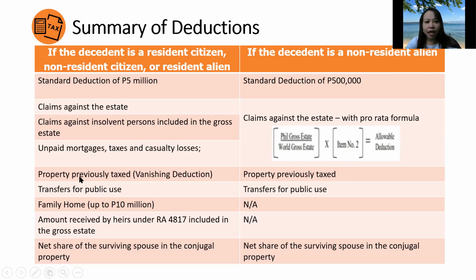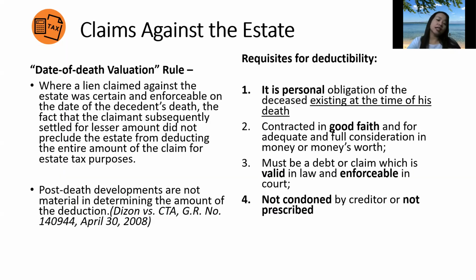Property previously taxed is an available deduction for both types, okay? Also for transfers for public use, or properties transferred for public use. But the family home is not available for non-resident aliens, and neither are amounts received by the heirs under RA 4817. The net share of the surviving spouse in the conjugal property will be available for both types of decedents. Okay? So let's go to the next slide to discuss the types of deductions.